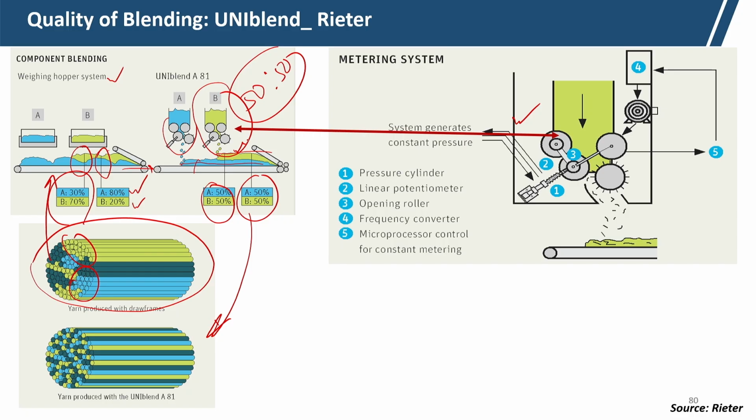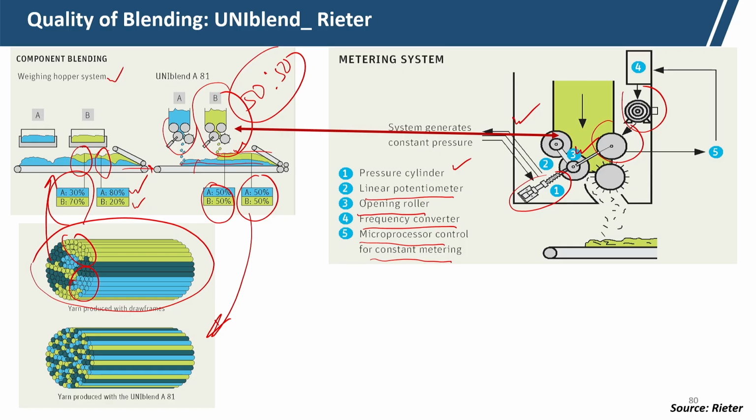Now let us see, this is the pressure cylinder here, and what it does is it allows the linear potentiometer, which measures the linear movement of the system. This is the opening roller. The frequency controller is here, and you have a frequency controller and microprocessor control for constant metering. So this is microprocessor control.